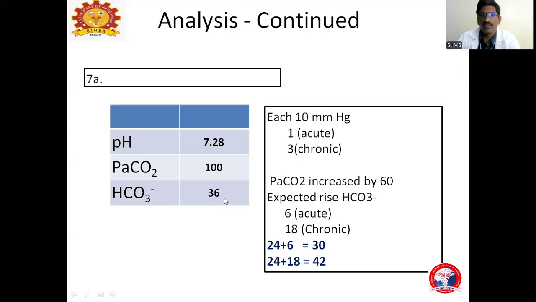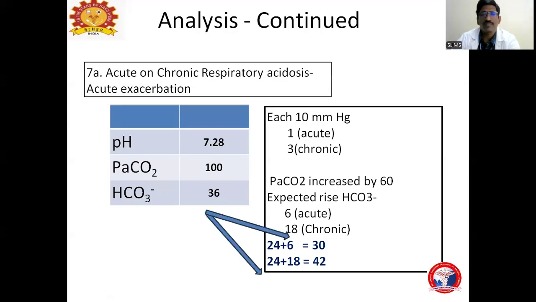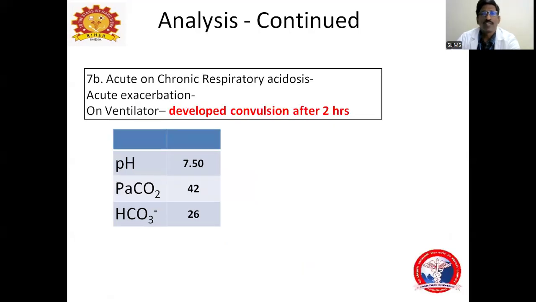But now it is not fitting into both. It is 36. So this is acute and chronic respiratory acidosis. That is, there is an acute exacerbation of bronchospasm, expiratory flow obstruction.